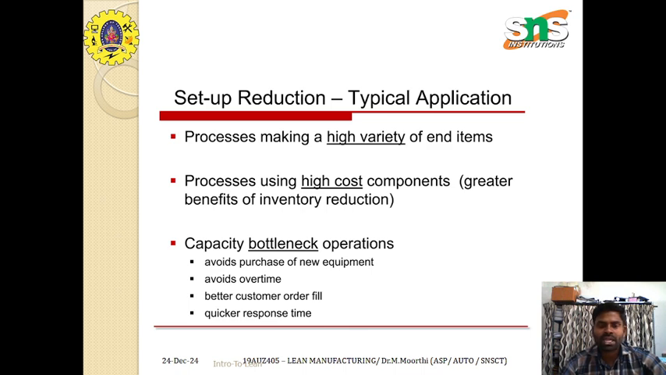And then what are the applications? The process making a high variety of end items, and a process using high cost components, where there are greater benefits of inventory reduction. If the product cost is very high, we have to reduce the inventory so that we will get the greater outcome from the process. And then the capacity bottleneck operations, which includes avoiding purchase of new equipment and avoiding overtime, for the design, manufacturing and marketing, and a better customer order fill and a quicker response time.